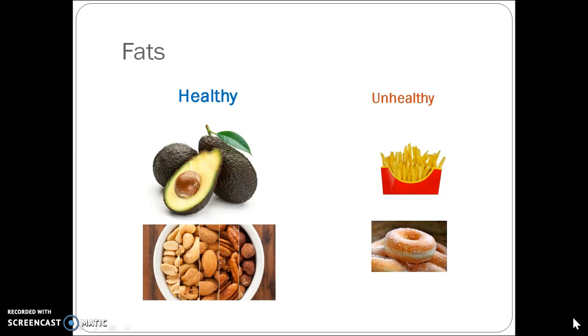Again, both of these are fried foods, just as we saw in the protein sources, the unhealthy were fried foods, and here for fats we also see foods that are unhealthy that are fried.